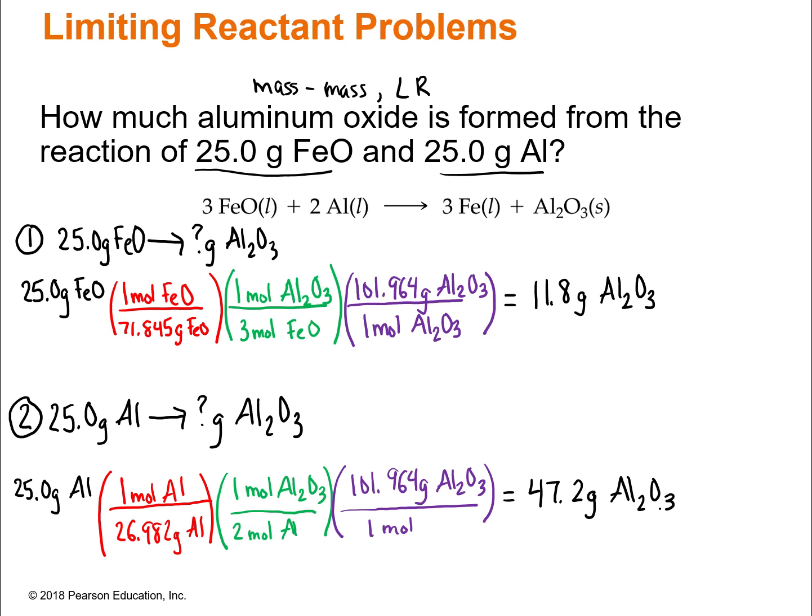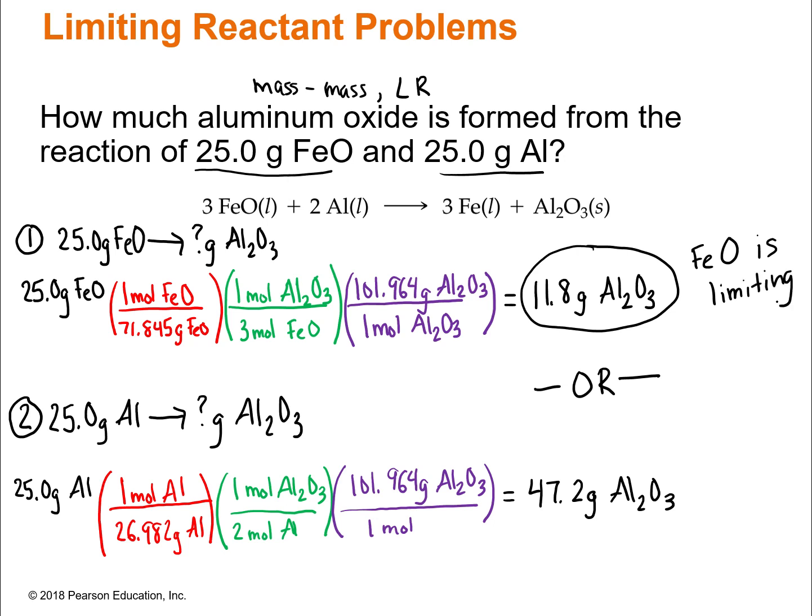But we're not done yet. We still have to determine how much we're actually going to make by mixing these two together. We have to make the least amount of product. That means we're going to make the 11.8 grams, and iron 2 oxide is again limiting. Which you probably could have guessed, but you still needed to do the math to figure out how much.